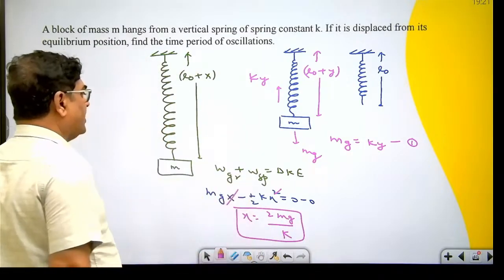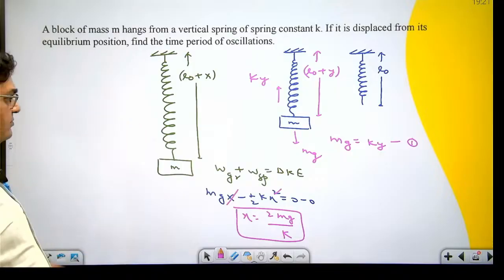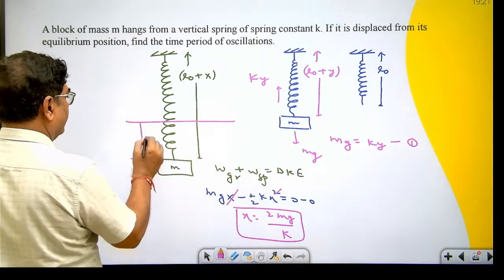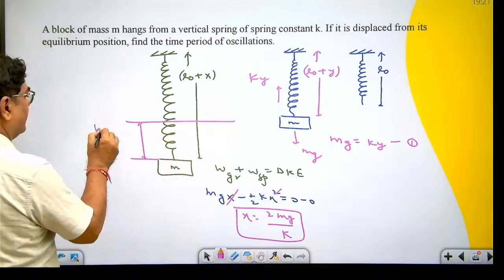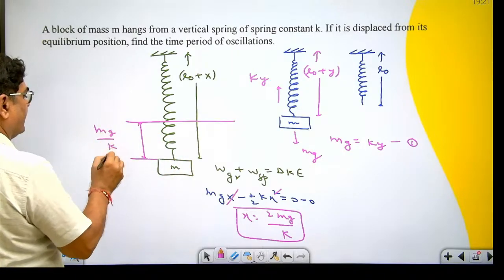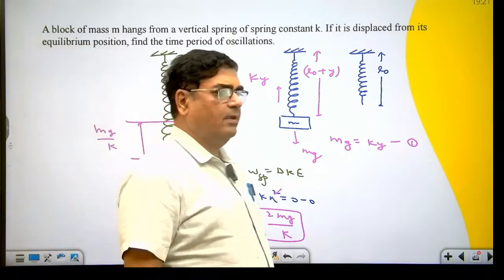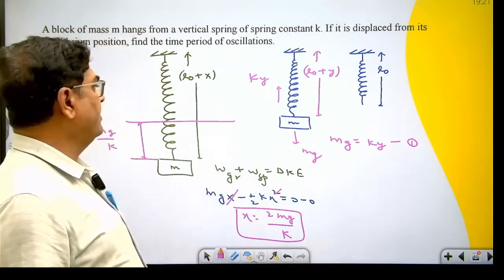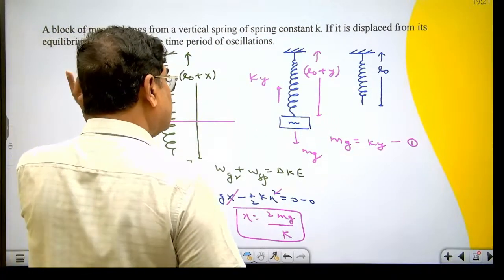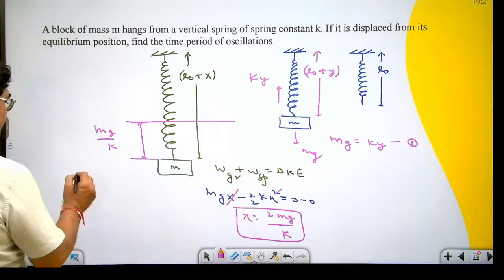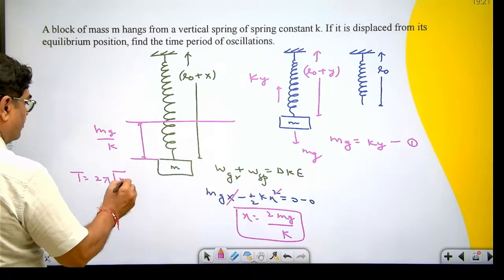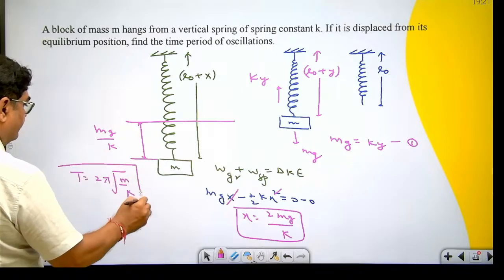So now you can see what the amplitude is. The amplitude in this case is mg upon k, because what is the definition of amplitude? The maximum displacement of the particle from the mean position is known as amplitude, okay? For this spring, what is the time period? The time period is 2 pi under root m upon k.